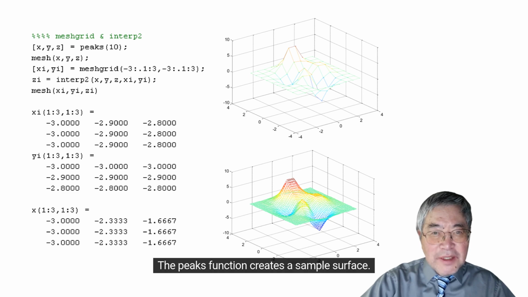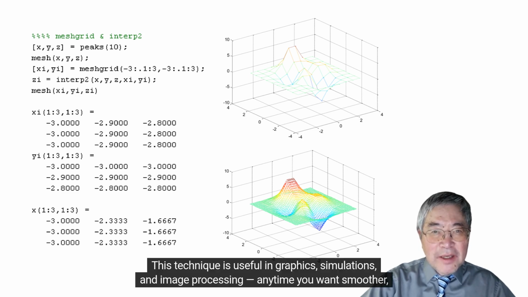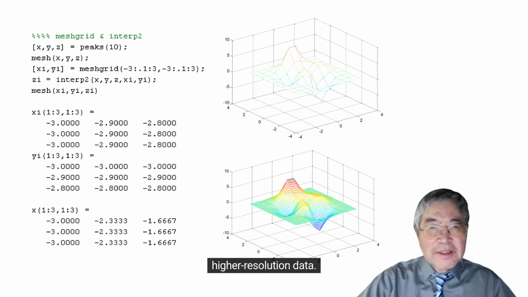The peaks function creates a sample surface. Use mesh to visualize it. To smooth it out, create a finer grid with meshgrid and use interp2 to estimate new z values. This technique is useful in graphics, simulations, and image processing, anytime you want smoother, higher resolution data.